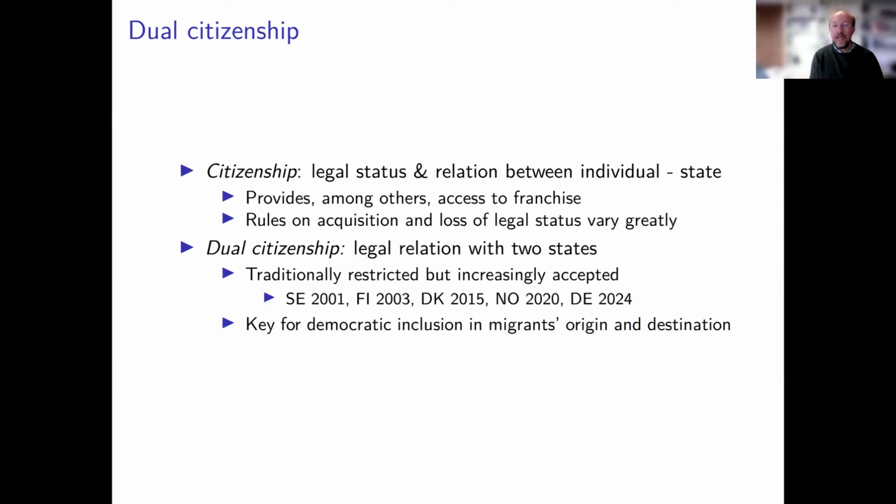In this paper, we mainly look at the rules that apply to first-generation migrants, so people who move to another country, live there, and want to acquire the citizenship of that state. And then the question is, when they acquire the citizenship of the state where they live, can they hold on to the state where they came from, right? So this is dual citizenship.